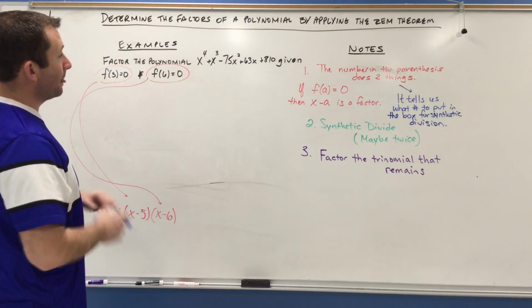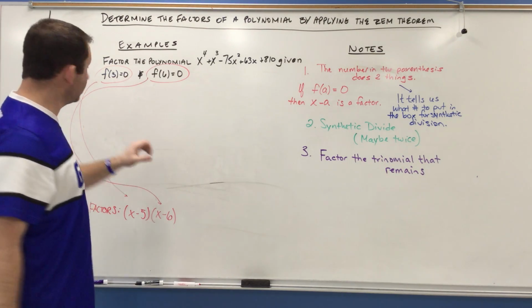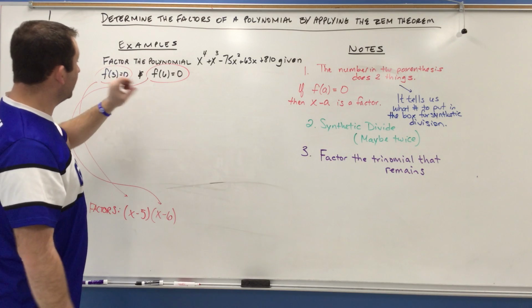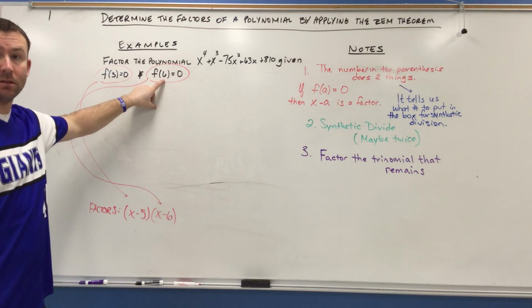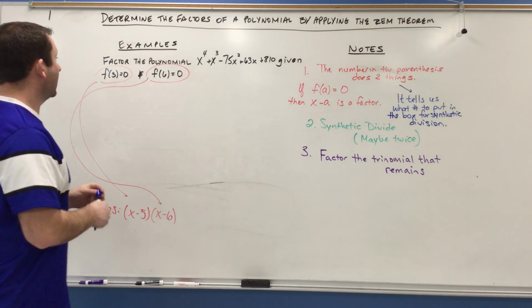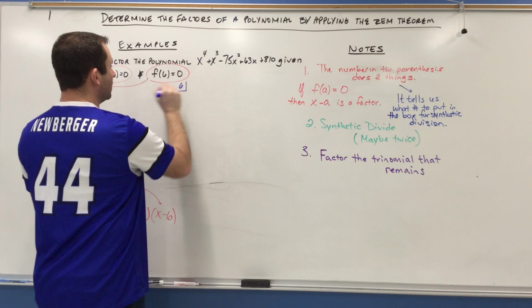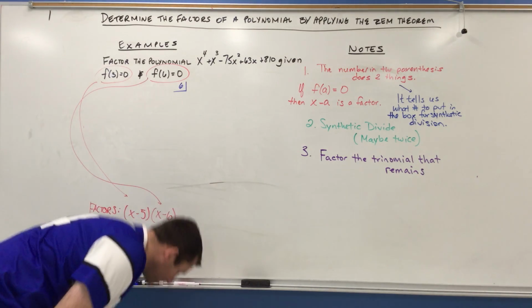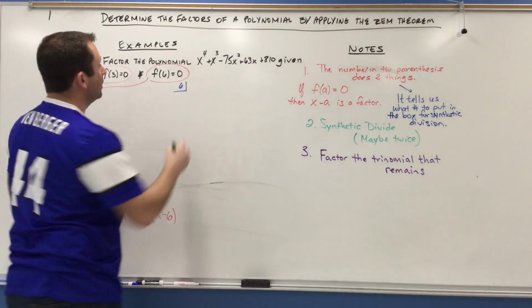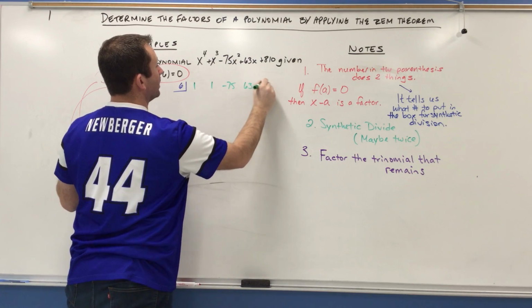So let's synthetic divide. What we're going to have to do is synthetic divide twice. Once with a 5 in the box and once with a 6 in the box. Okay? And it doesn't matter which one you start with. It could be either one. I'll just choose the 6 because it's the closest one. I'll put a 6 in the box. 1, 1, negative 75, 63, and 810.